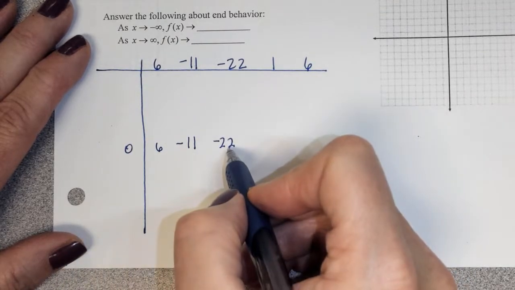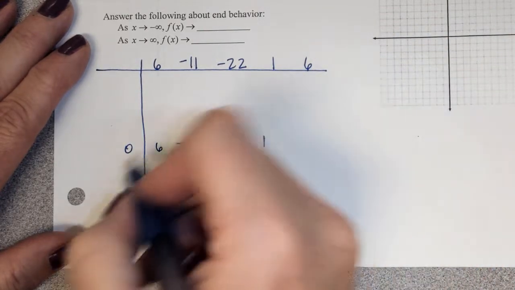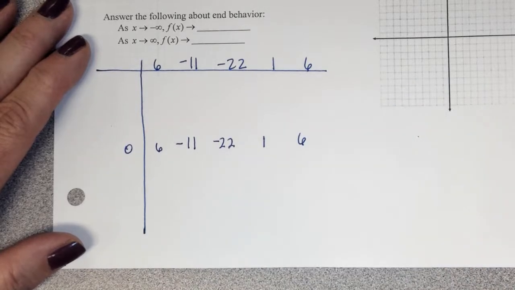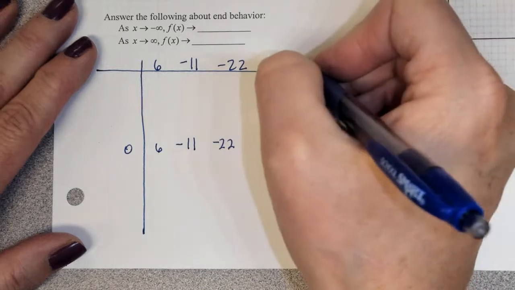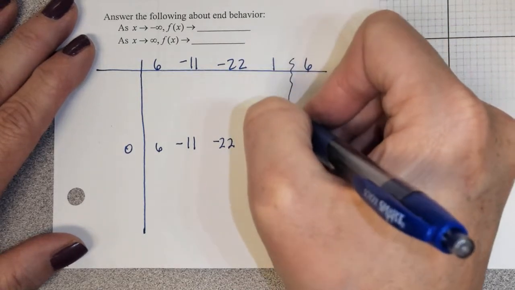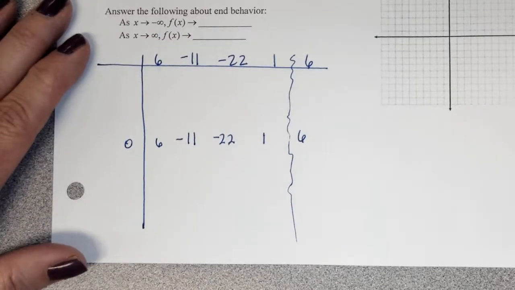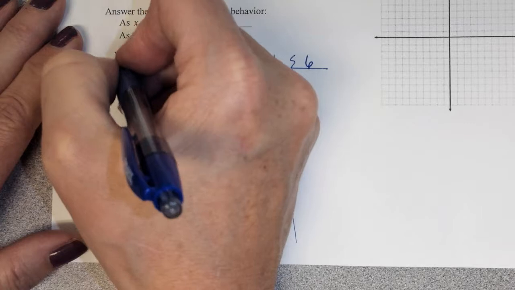0 times negative 22 is 0. Add it to that. 0 times 1 is 0. Add it to that. All right, so we can see that this would be the y value. In fact, I like to put a squiggly line here, so I remember that these are just my y values. So if I plug in 0 for x, this is what I get for y.